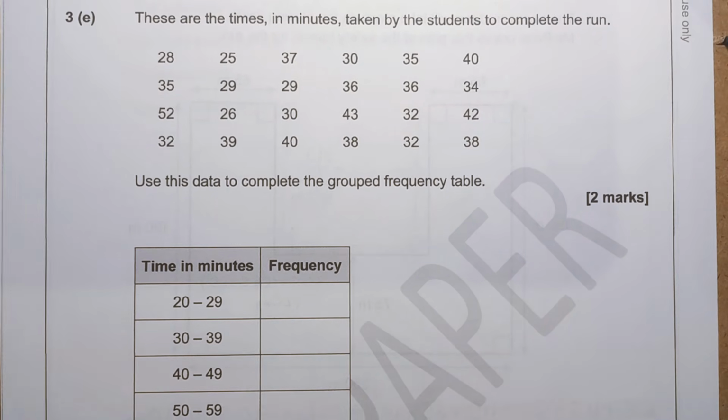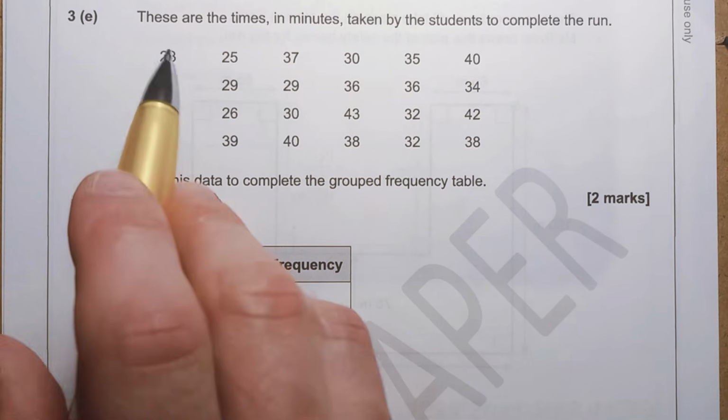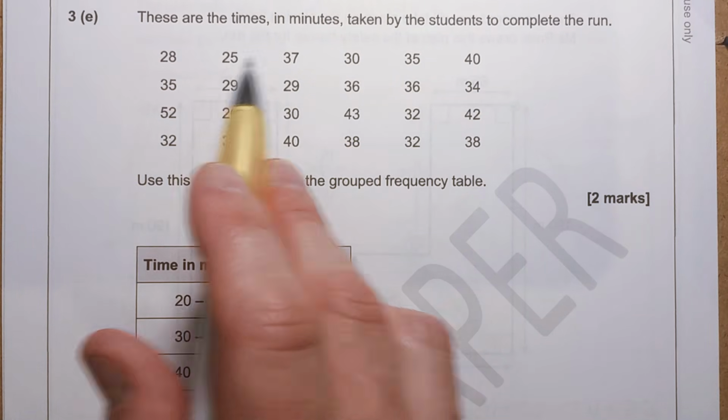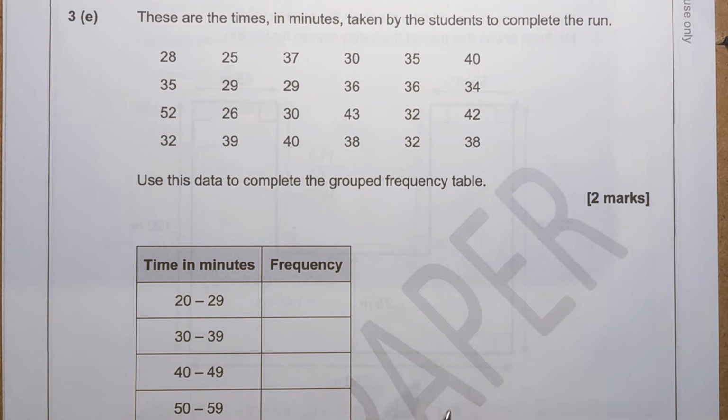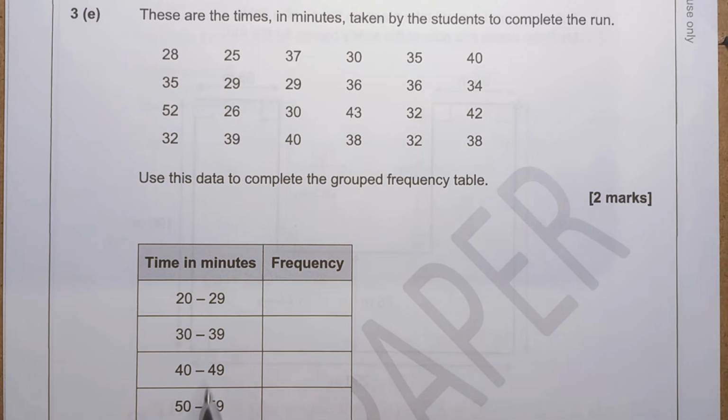3E. These are the times in minutes taken by the students to complete the run. So one took 28 minutes, one took 25, and so on. Use this data to complete the grouped frequency table. Okay, so basically what we've got to do is count how many students are in each category. So you could do it as a tally chart and go through one number at a time. I prefer to say, well, let's find how many are between 20 and 29.